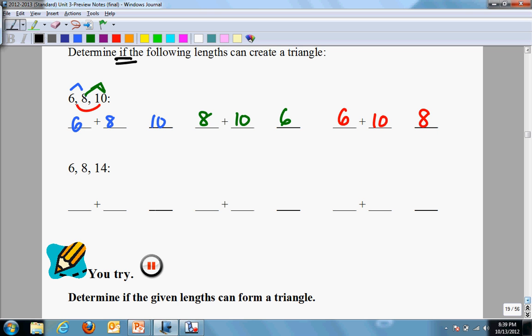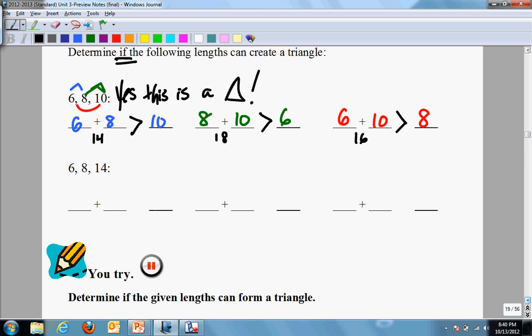Now, let's check all 3. 6 plus 8 is 14. 14 is greater than 10. 8 plus 10 is 18. 18 is greater than 6. 6 plus 10 is 16. 16 is greater than 8. All 3, the sum of 2 sides is greater than the third side, so we would say, yes, this is a triangle.